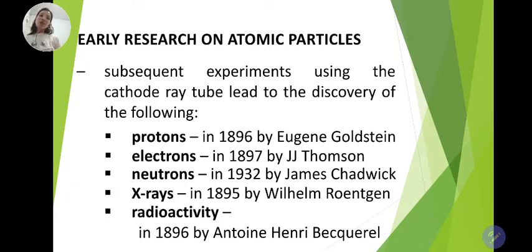Followed by the electrons by J.J. Thomson in 1897. The neutrons was discovered by James Chadwick in 1932. Yung X-ray na ginamit nila sa mga researches nila ay na-discover noong 1895 by Wilhelm Roentgen. And then radioactivity was discovered by Antoine Henri Becquerel. So yung X-ray and yung radioactivity na gumagamit ng X-ray ay naging tulong sa kanila para sa discovery ng protons, electrons, and neutrons na matatagpuan natin sa isang atomic particle.